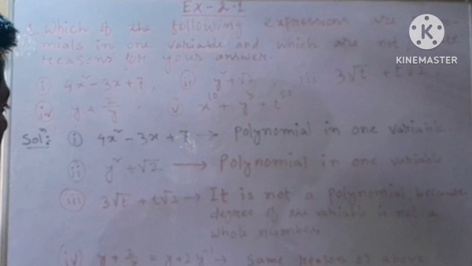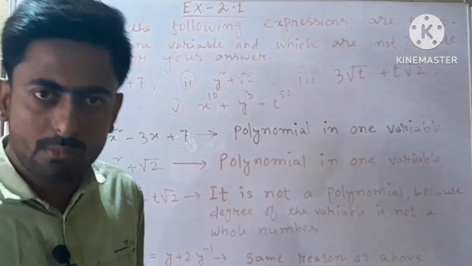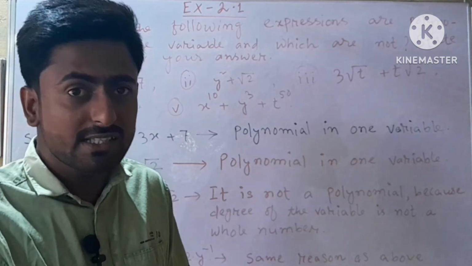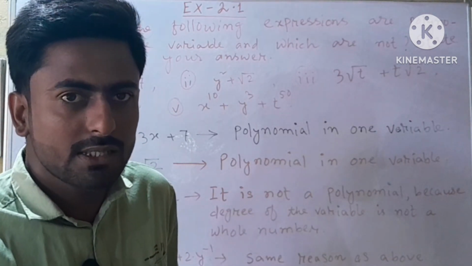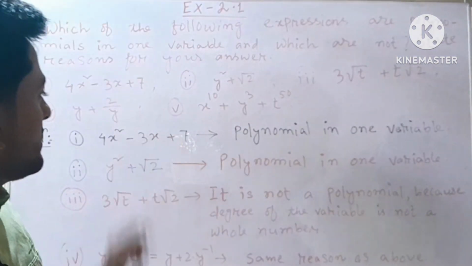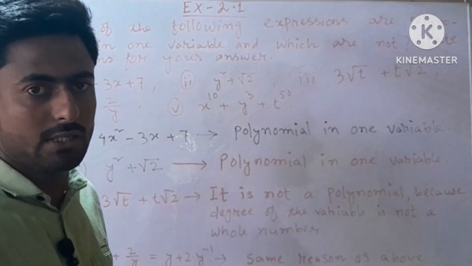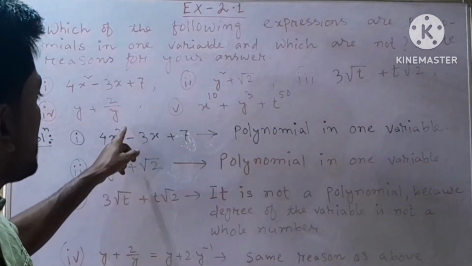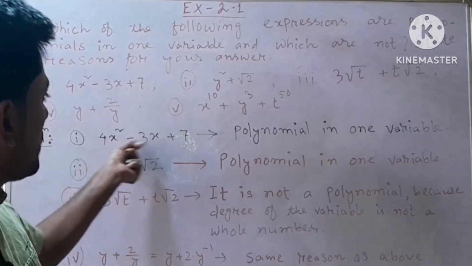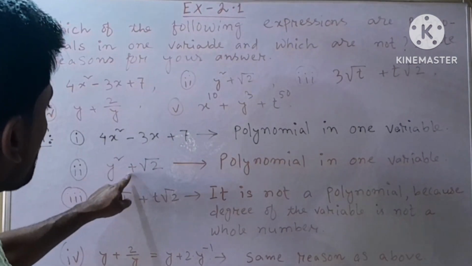So here Roman number 1, you see the polynomial given is 4x square minus 3x plus 1. First of all, you have to remember the definition of polynomial. What is a polynomial? Polynomial is a chain of terms. That means there should be one or more terms. So here you see 3 terms are there. So this will be a polynomial, and you see here variable is only one, that is x, and maximum power of x is 2. So this will be a polynomial in one variable, and degree of this polynomial will be 2.